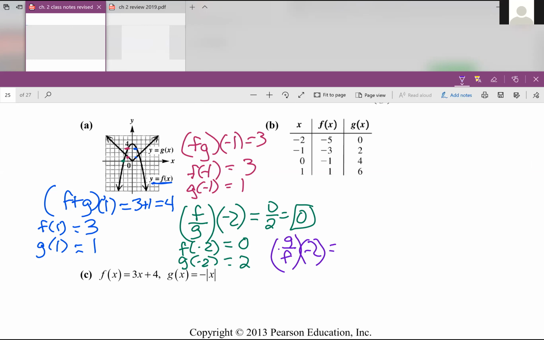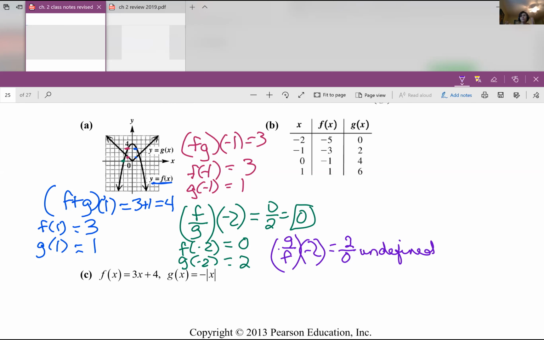No real number or something. Oh, very good, Patrick, because the 2 would have been on top and the 0 would have been on bottom. And since we've got 0 in the denominator, that is undefined. That's not a number. Empty set. Can't happen, because we can't divide by 0.